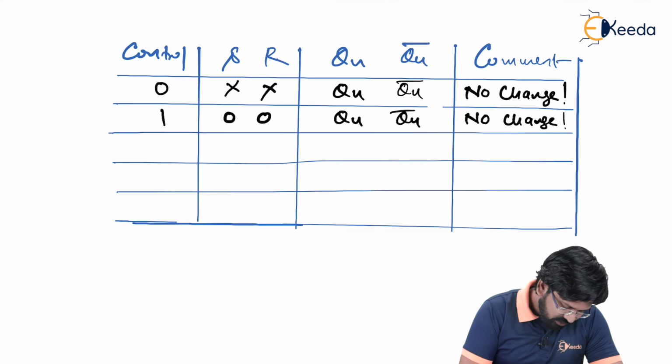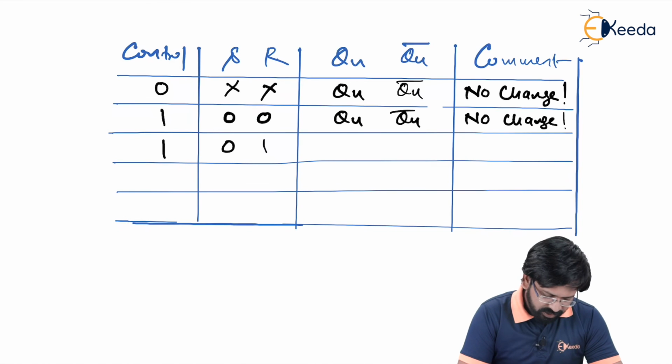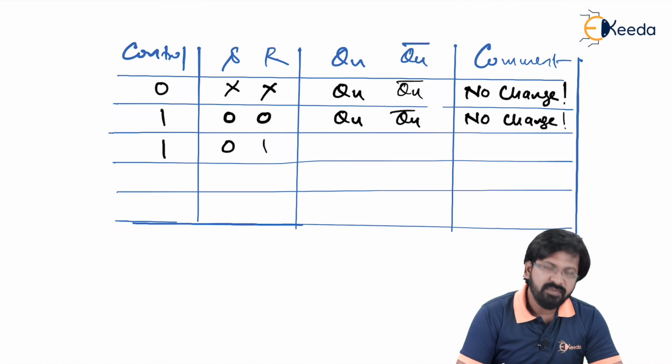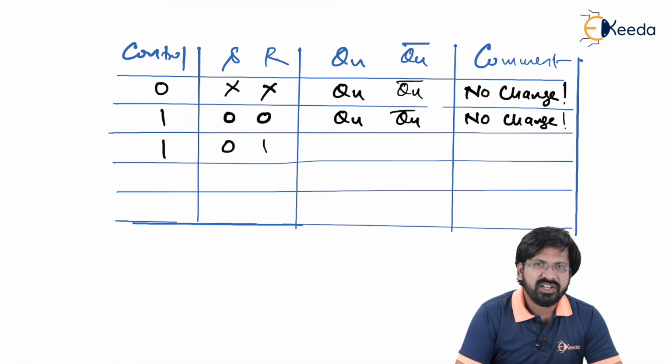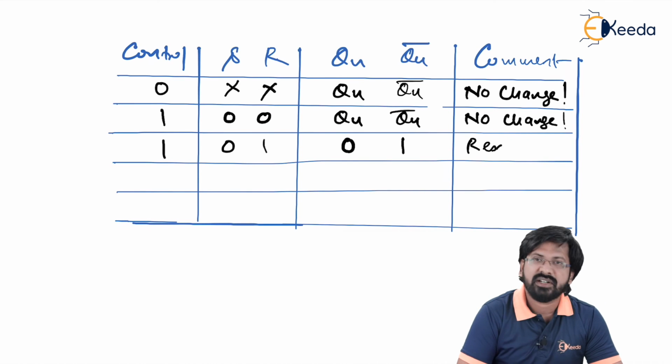Let us see the next case. When control equal to 1, S and R are changed to 0, 1. This is again the same trick we will use to remember. Out of S and R, you have to see which input equal to 1. This time R equal to 1, it means I should go for reset state. Therefore, Qn is 0, Qn bar is 1, and the comment I can write is reset state.